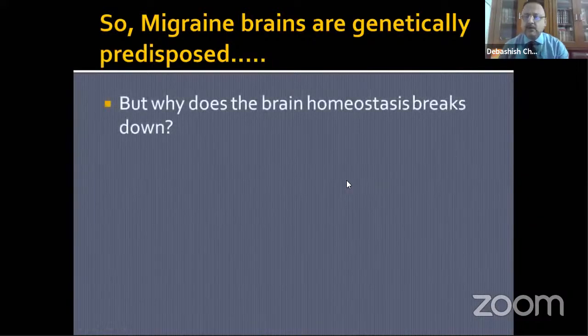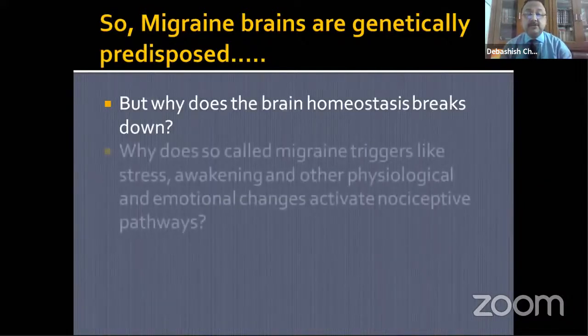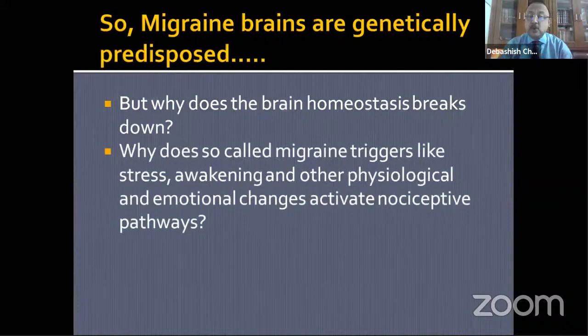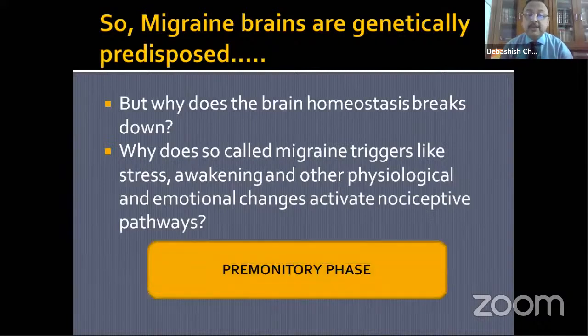But the next question comes: okay, fine, these people are moving around, they're doing their work, they are very well placed in society, they are doing both household work and very top-notch executive work. But why does this brain homeostasis suddenly break down in them? They keep on getting these recurrent attacks. So why do these so-called migraine triggers, as we have talked about, the stress, sleep deprivation, sleep changes, or other physiological and emotional changes, activate the nociceptive pathways? For that, we need to understand the first stage of migraine, that is the premonitory stage.